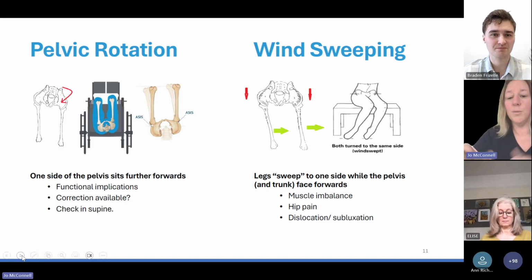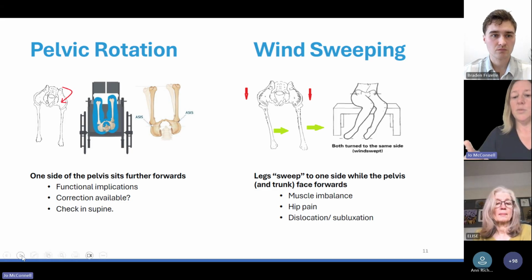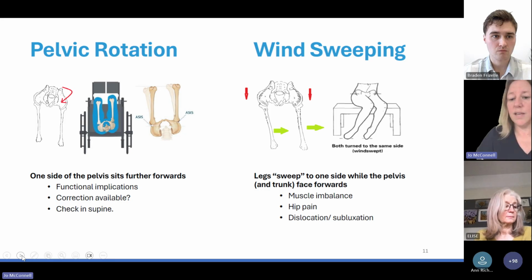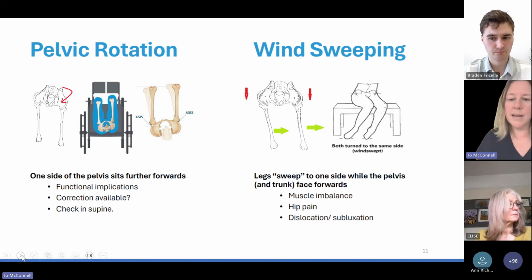So with windsweeping, what's happening? The legs sweep to one side while the trunk and the pelvis remain forward. So we'll often see this when there's a dislocation or a subluxation of the hip. They'll often be complaining of hip pain, chronic hip pain, and there's usually a strong tone or muscle imbalance.